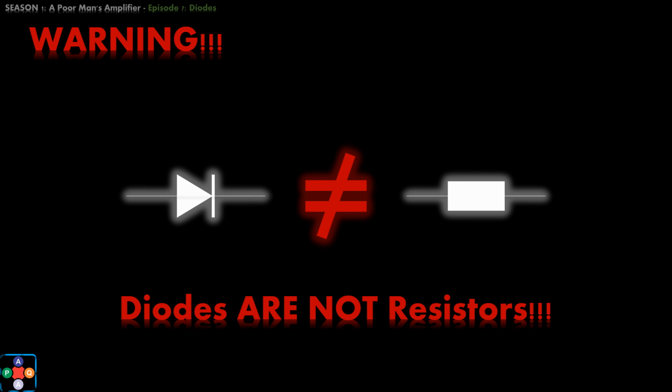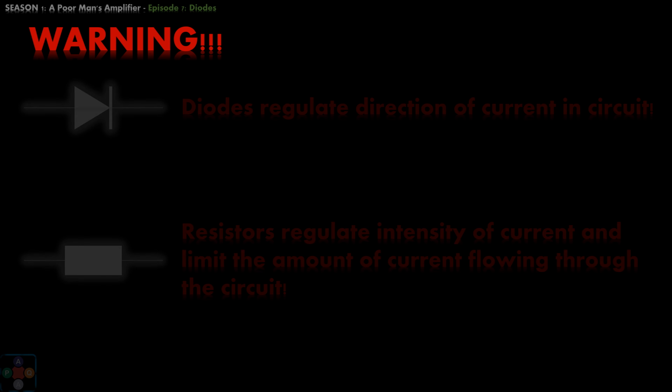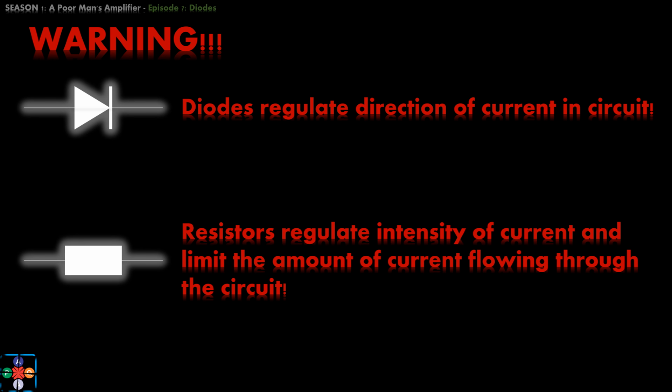First, a warning. Before you try to implement diodes in your circuit design, please be aware of one very important characteristic of diodes. Diodes are not resistors, and we repeat again, diodes are not resistors. The role of a diode in an electric circuit is to regulate the direction of current.